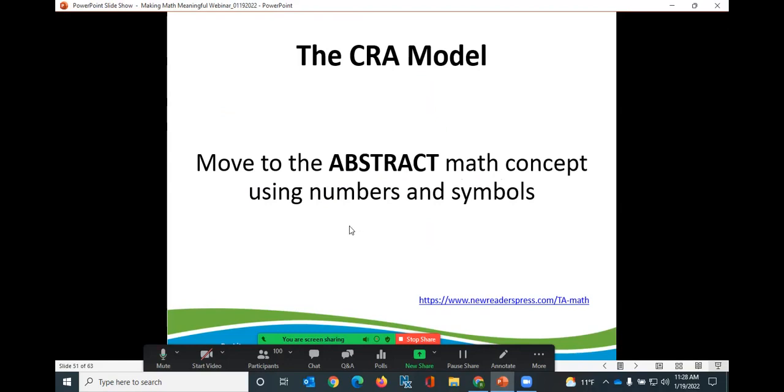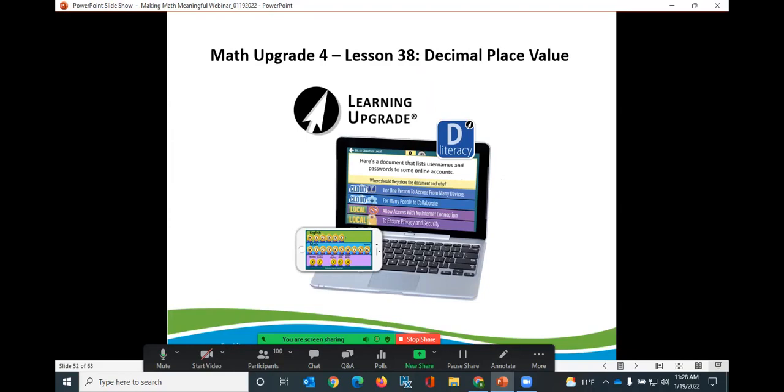Again, we would move from the representational aspect into the abstract concept. And one of the best lessons I found was Math Upgrade 4, Lesson 38 for decimal place value.